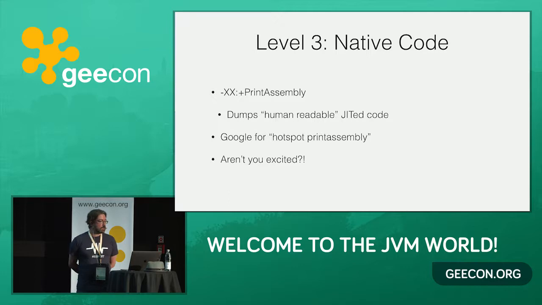All right, so let's go another level deeper. We can see that the JVM is compiling code. We can see that it's optimizing code. We want to see what's actually hitting the CPU and whether it's optimized the way we expect it to. So the flag we use here is the print assembly flag for HotSpot. This dumps basically an assembly output in a human readable format.